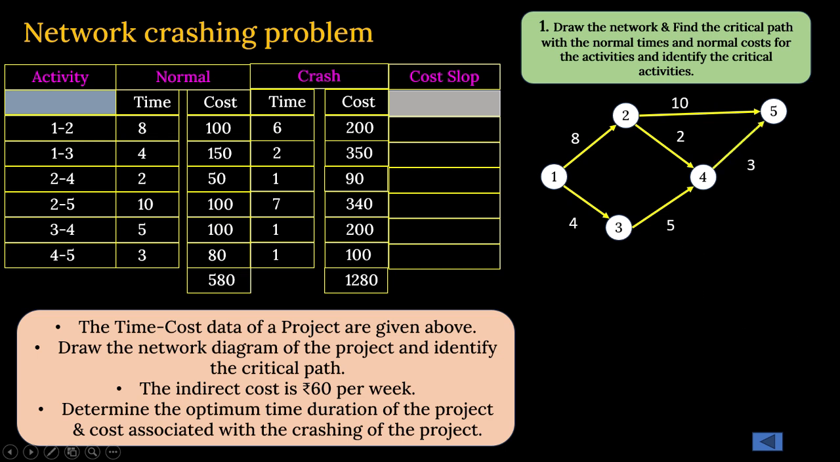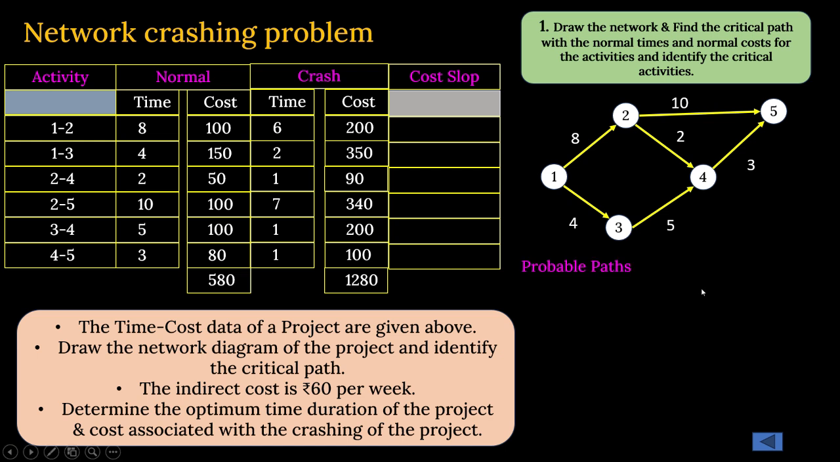The network is drawn. You can see this network. There is no loop. There is no dangling. It is starting from node 1 and getting completed at node 5. There is no dummy activity here either. It is a very simple network we are taking for the best understanding of the problem, how to apply the crashing process.